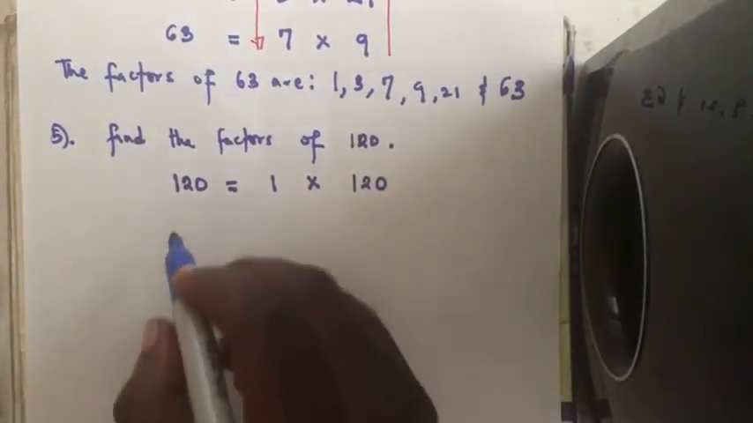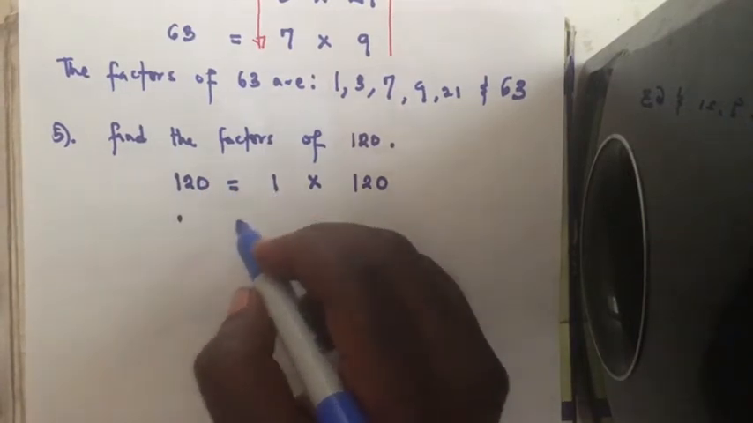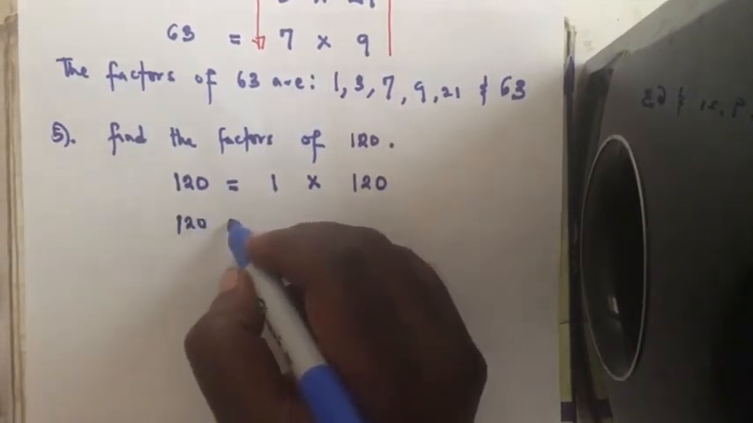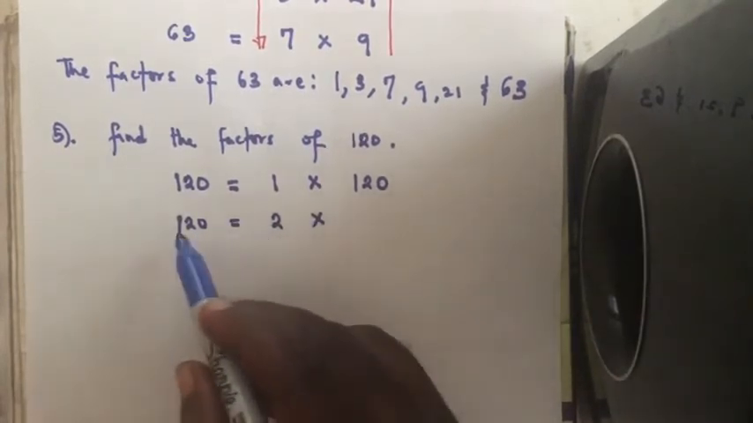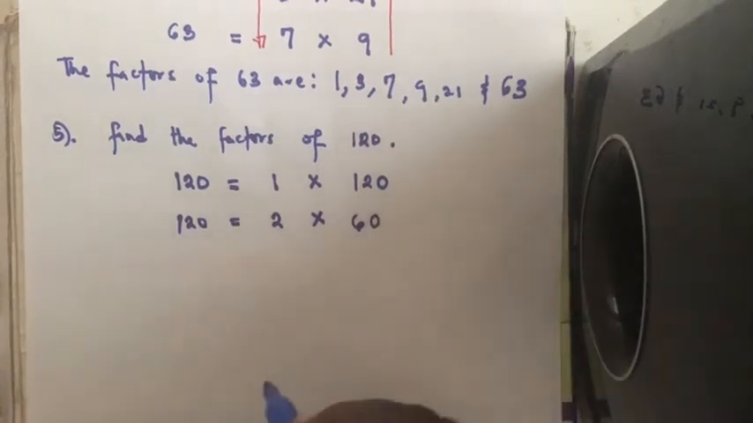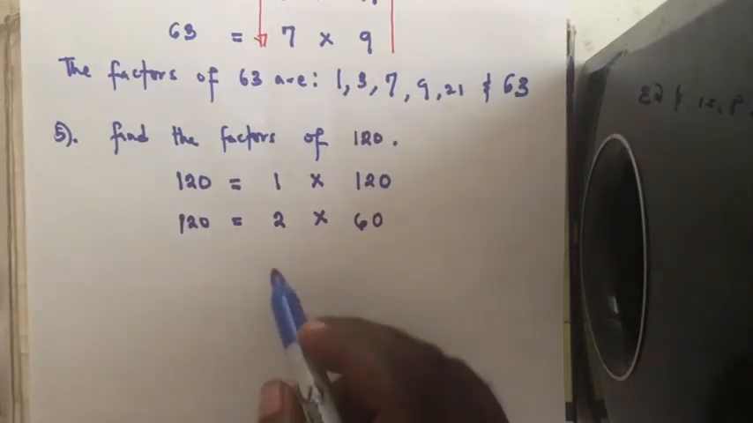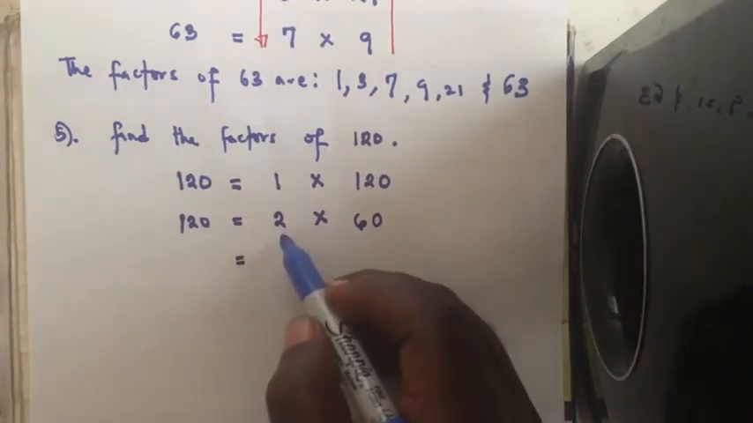Can you see that? Think of the next digit that is a factor of this. That is 2. Of course, 2 is a factor. So that means 2 times what will give me 120. 12 divided by 2 is 6. 0 divided by 2 is 0. So 2 times 60 will give me 120. Can you see that? What's the next digit that is a factor of 120? After 2, it is 3.